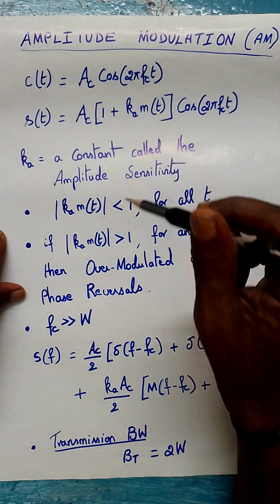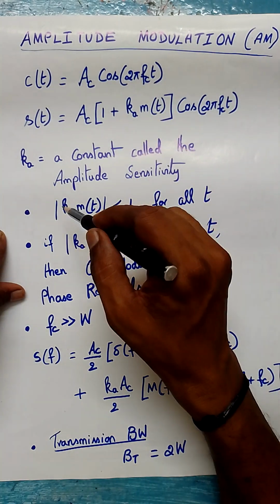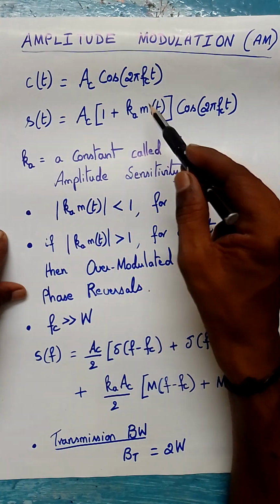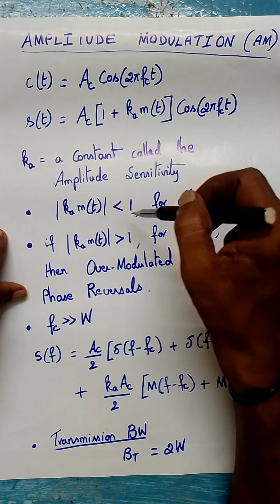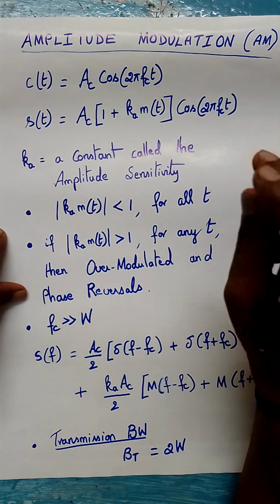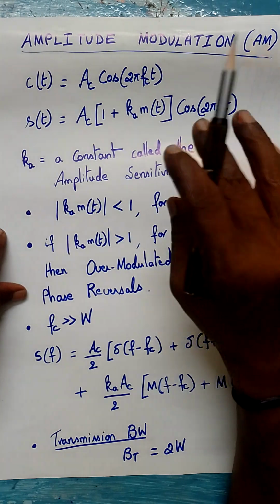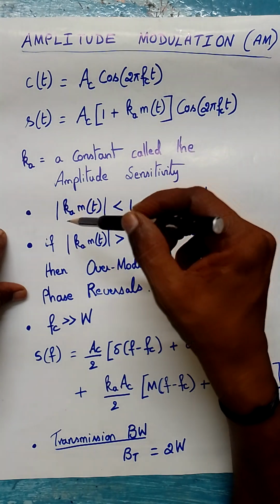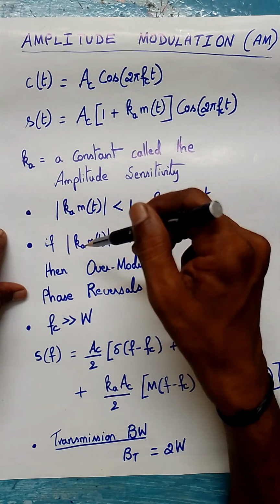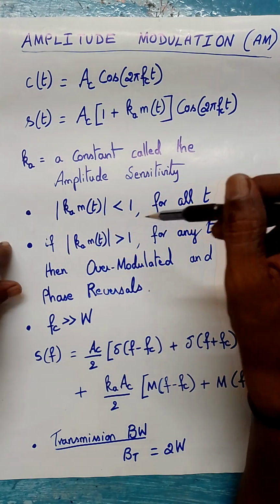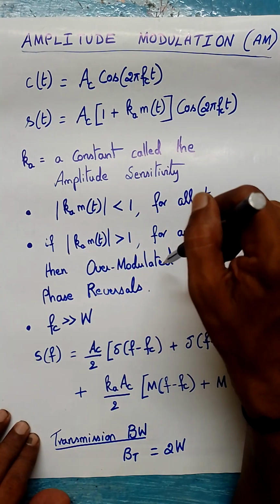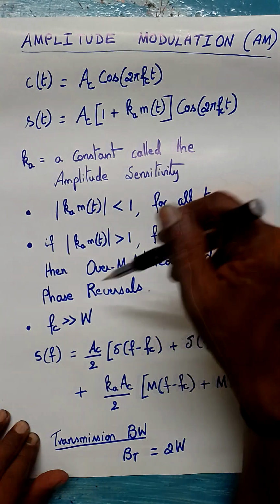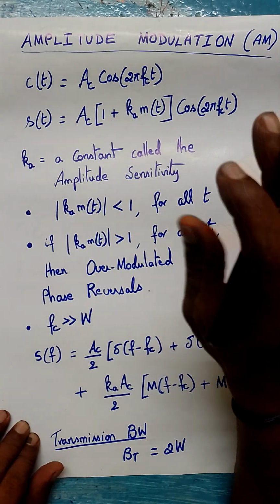Now we have two cases. One case is the magnitude of Ka m(t), that is |Ka m(t)|, is less than 1 for all t. And it can be the other case also: if |Ka m(t)| is greater than 1 for any t, then we call it overmodulated and phase reversals will occur.